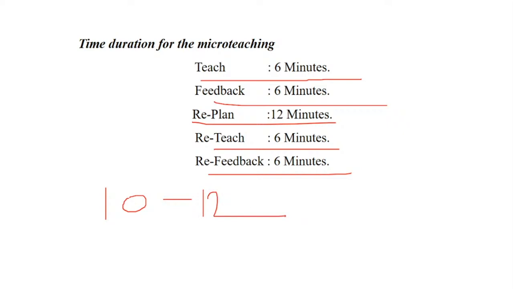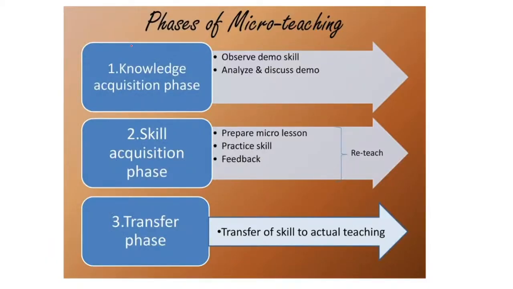Okay, there are various phases of micro teaching. Micro teaching is divided into the knowledge acquisition phase, then the skill acquisition phase, where the skills are to be acquired by the trainee teacher, and the transfer phase. In knowledge acquisition, there is a demo, to observe and analyze the method implemented by the trainee teacher. Then we help the trainee teacher prepare for a specific skill or lesson, and give feedback. If the feedback is not correct, the trainee teacher has to go for reteaching. And transfer of skills is in the form of actual teaching.